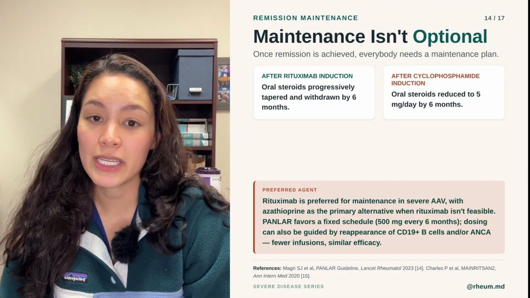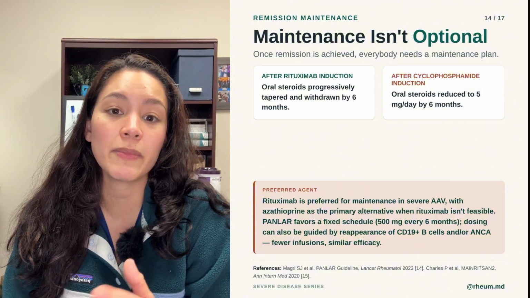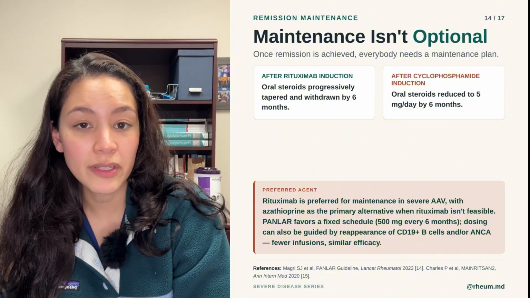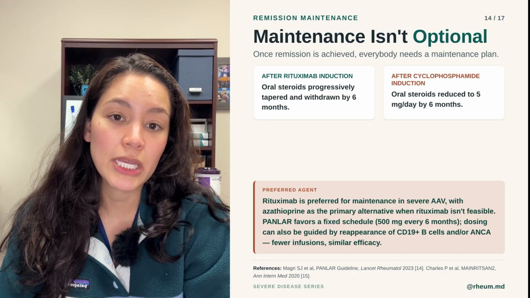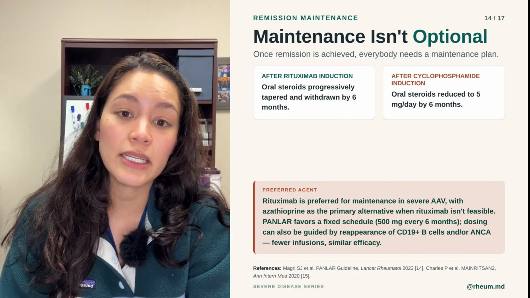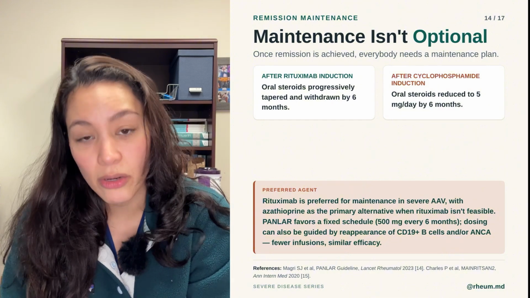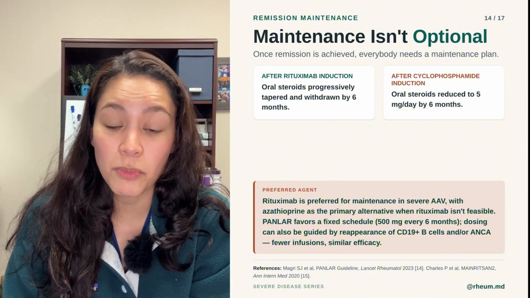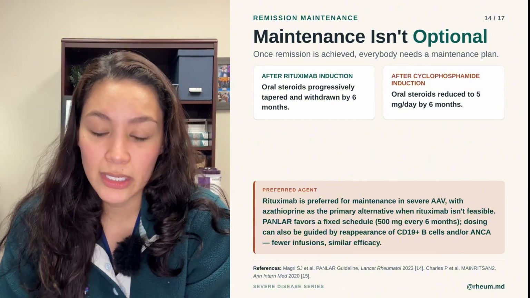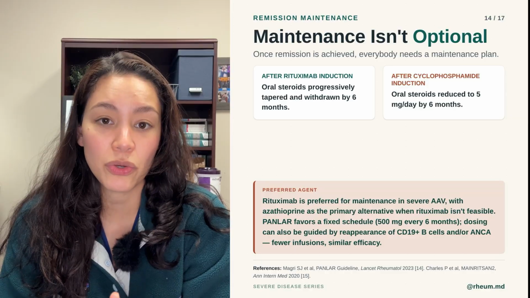Guidelines favor fixed 500 milligrams of rituximab every 6 months. Alternatively, rituximab can be dosed based on the reappearance of the CD19 B cells or ANCA levels, which leads to less overall rituximab exposure, and one trial did show that this was equivalent to fixed dosing.